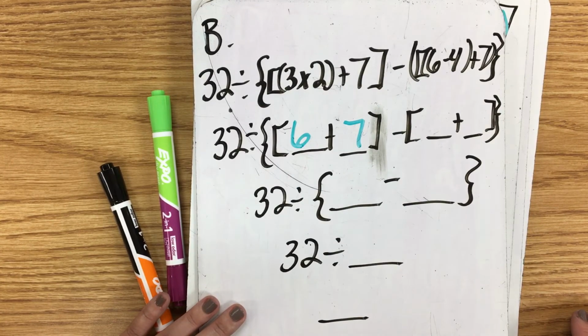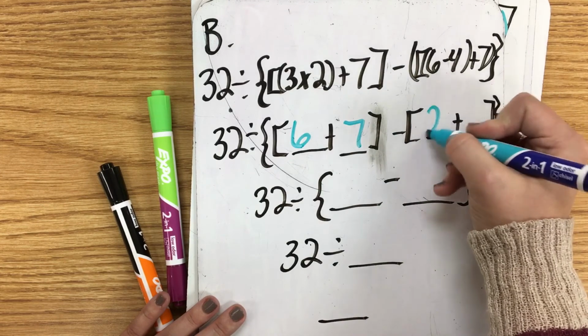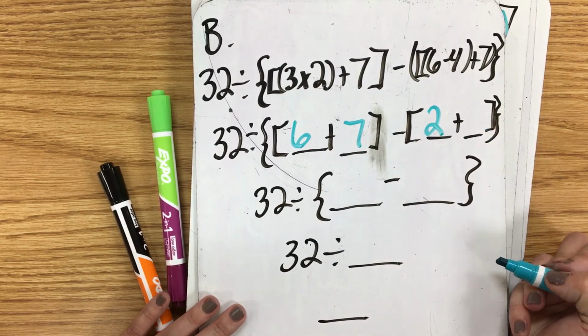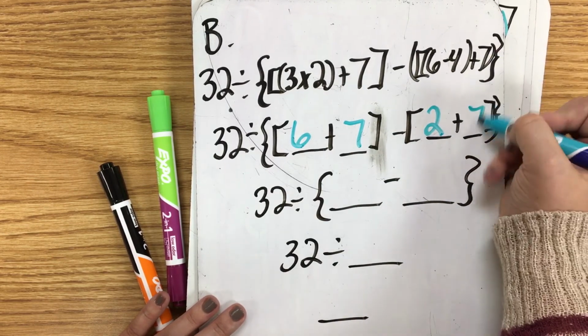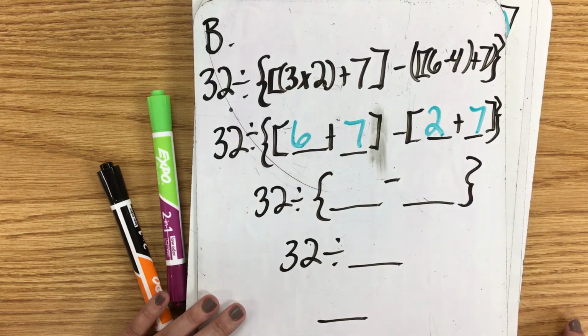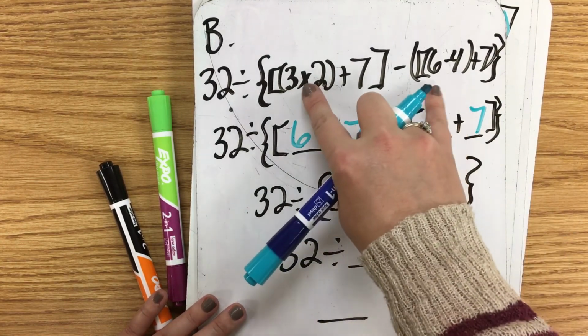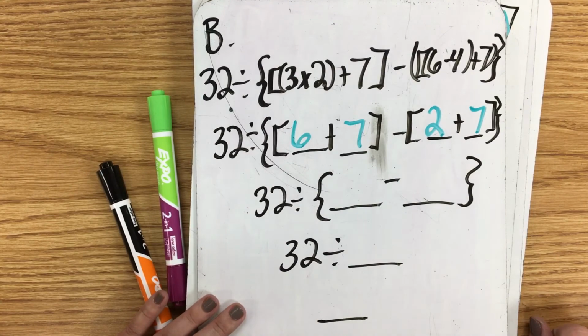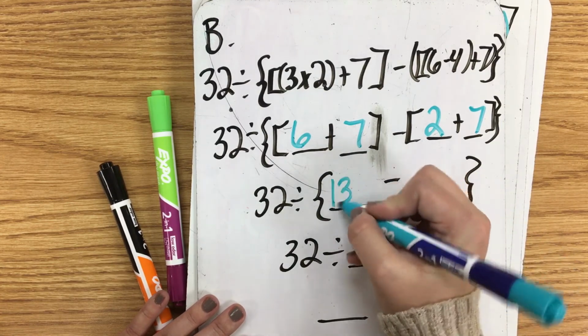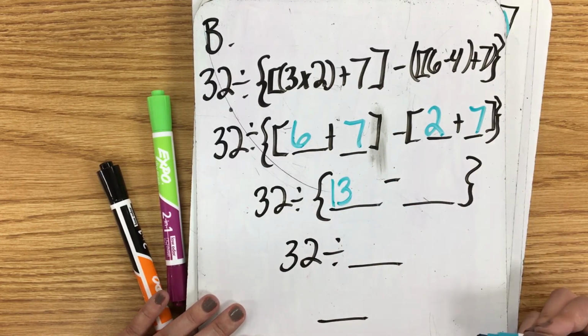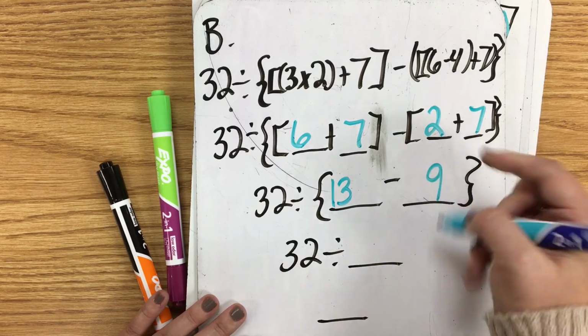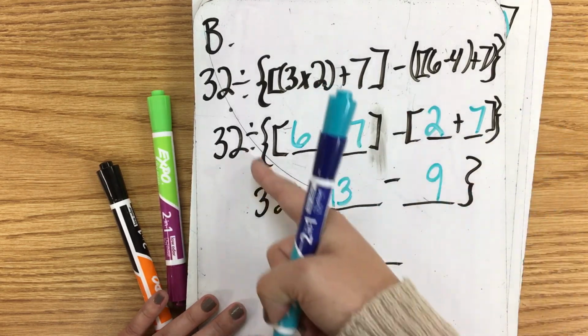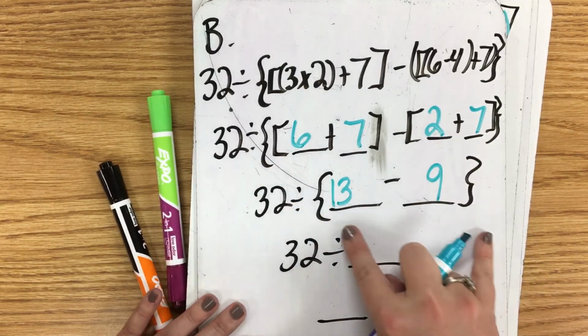I do my 6 subtract 4, and I get what? 2 plus my 7. I drop that. I drop my subtraction sign. I have gotten everything out of my parentheses, so now I need to move on to my brackets, which are these right here. What is 6 plus 7? 13. 2 plus 7? 9. I drop my subtraction, I drop my 32 divided by, and now I'm on to my braces.